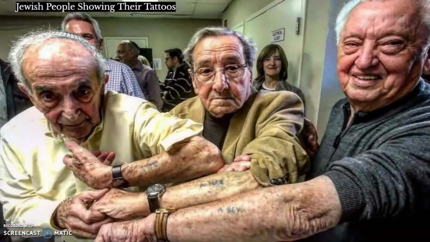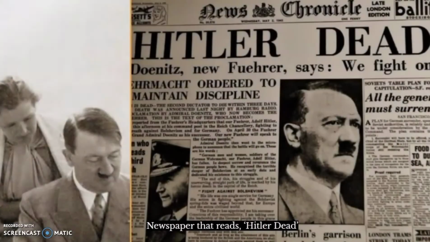The first example of a code that they used during the war is that the Germans used a number code to identify Jewish prisoners at Auschwitz by giving them tattoos on their forearms. World War II ended on September 2nd, 1945, when the Allies accepted Germany's surrender. This was about a week after Hitler had committed suicide by swallowing a cyanide capsule and shooting himself in the head.